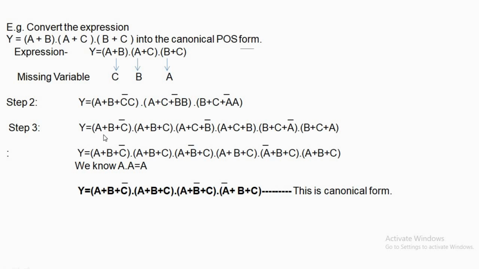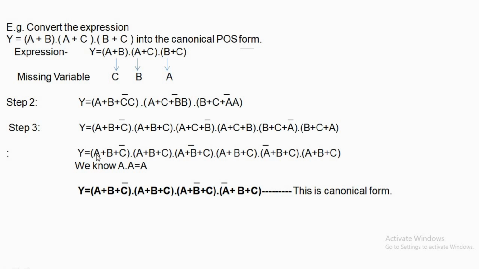Now simplify this equation. After simplifying this equation, we can get a plus b plus c bar, this first term. Second term, a plus b plus c only. So this is the second term for the first expression. Now solve the second expression. a plus c plus b bar, then a plus c plus b. Similarly, you can write down for the third term, b plus c plus a bar, b plus c plus a.